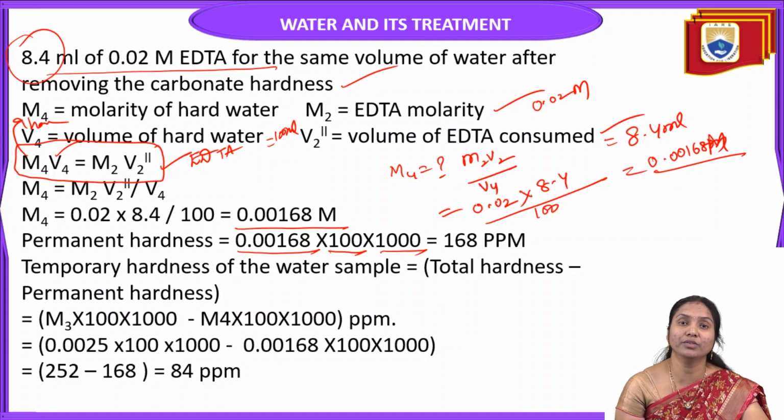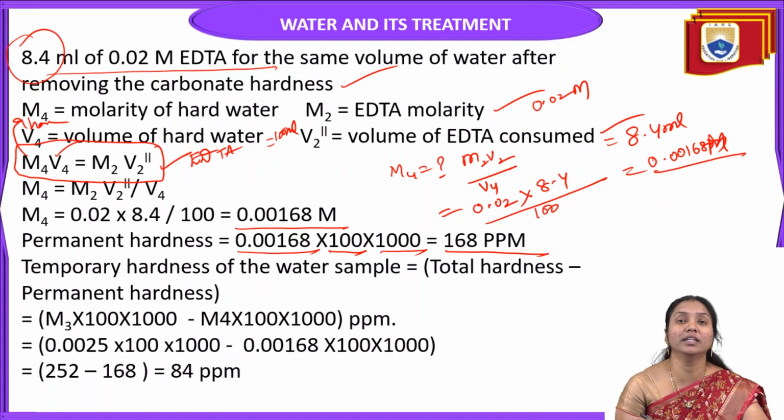So what is the formula you are using for permanent hardness determination? Permanent hardness equals M4 into 100 into 1000. The M4 value is 0.00168 into 100 into 1000. Finally, we get 168 ppm. So the permanent hardness of the given water is 168 ppm.